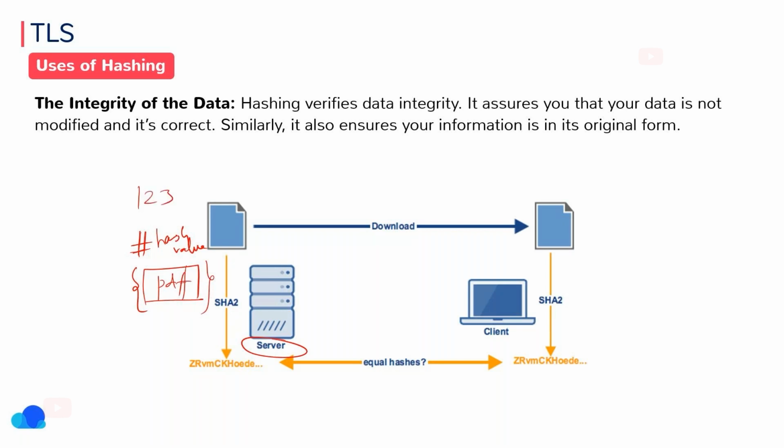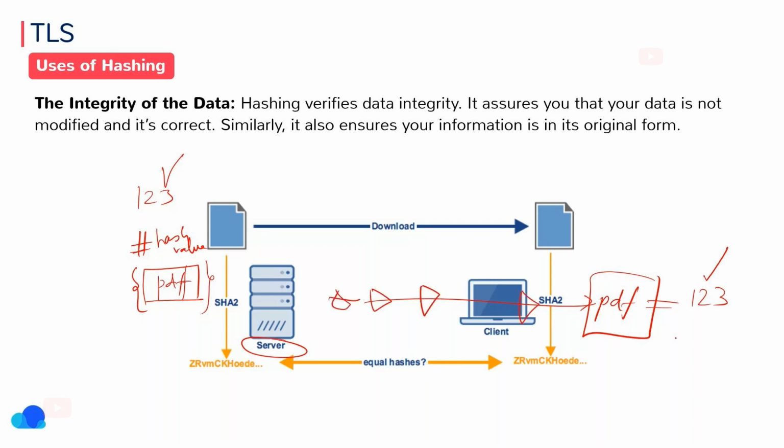Now what I can do is, once I download this PDF file, I can calculate the hash value of that file. If I calculate the hash value of the file, I'll get some value. If this value and this value match, which means no one modified my file, or the file is not corrupted while downloading.